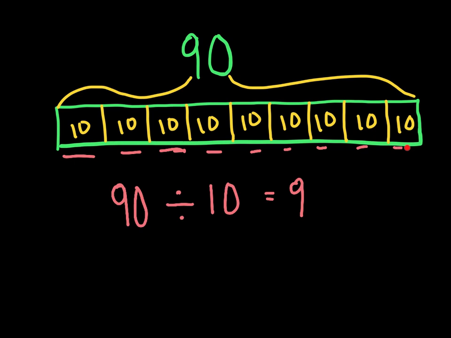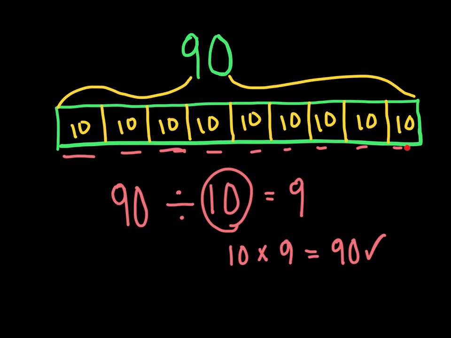all equals 90. If we wanted to check that, we would say 10 times 9, basically saying 9 groups of 10 is 90. That's how you check it.